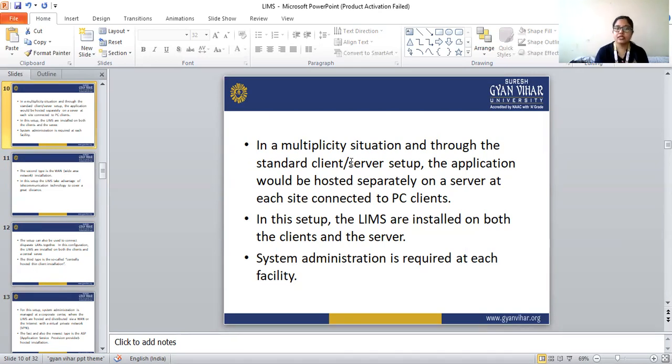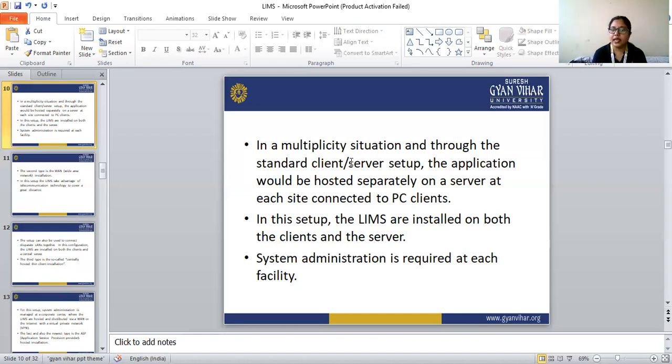So this LAN, local area network, is where the multiplicity situation can be handled through the standard client server setup. The application, or LIMS, would be hosted separately on a server at each site connected to the PC client.